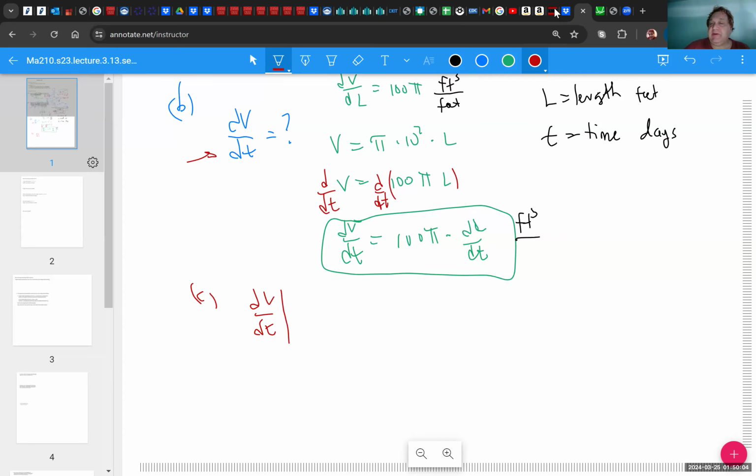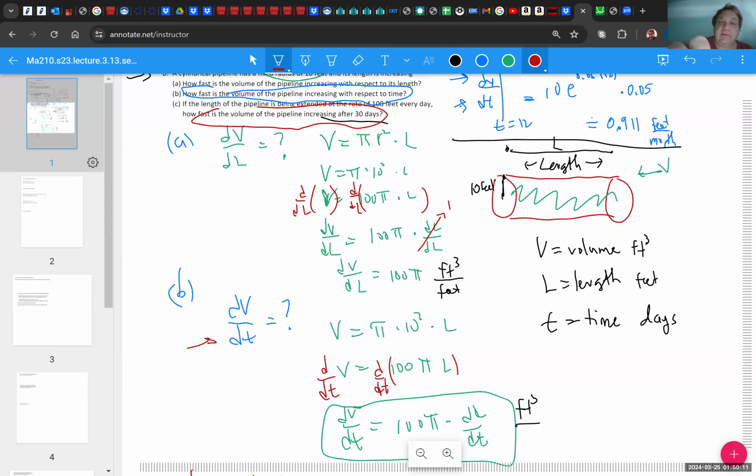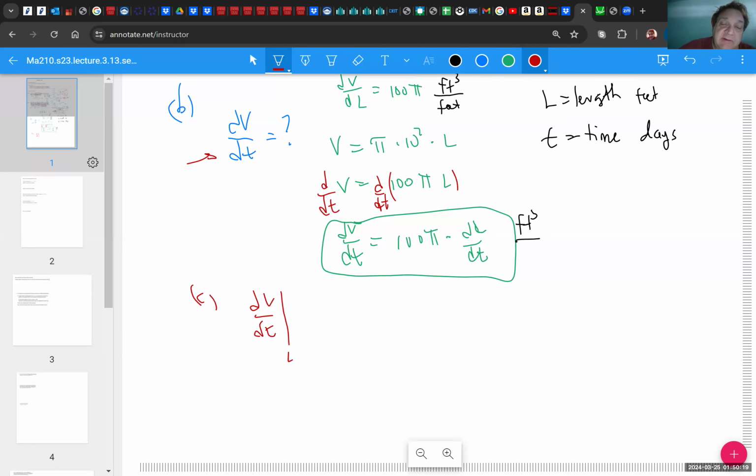But this time it tells us at a particular moment. The moment is 30 days. Right up here it says after 30 days. So we're looking for the change in volume over the change in time, how fast the volume is changing in time, specifically when the time is 30 days.